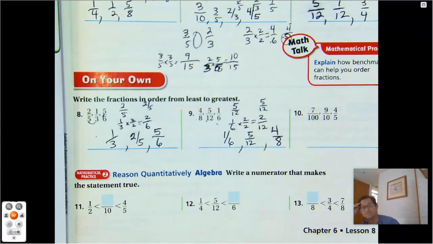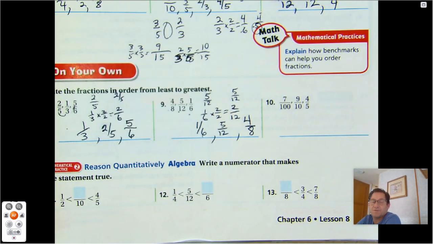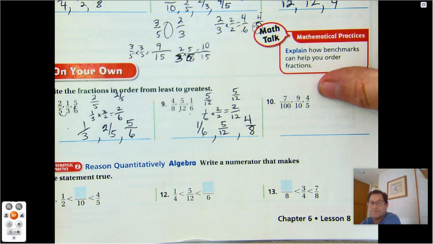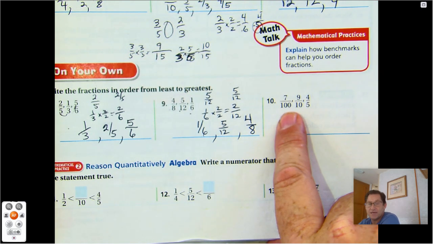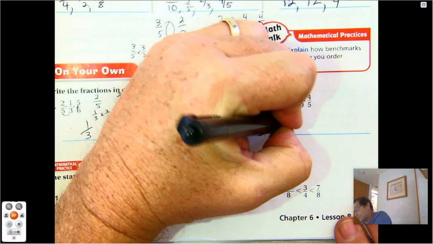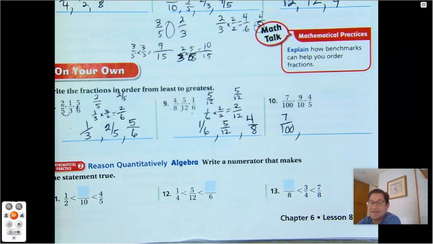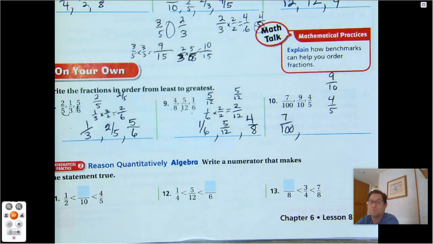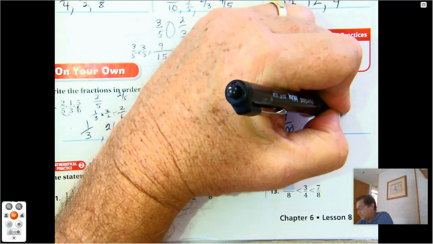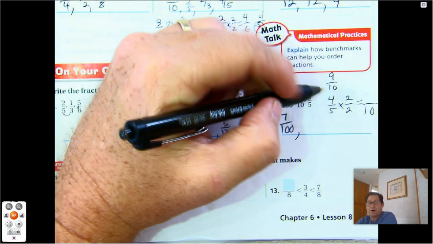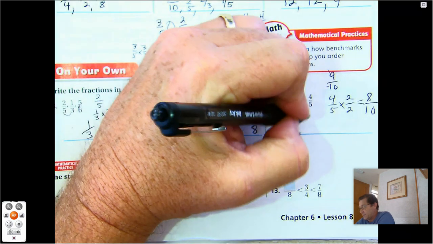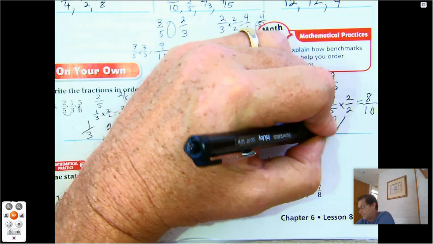Number 5. Well, we have two that are greater than half. 9/10 is greater than half. 4/5 is greater than half. Half of 100 is 50. That's clearly the smallest. Okay, 9/10 and 4/5. Well, 5 can become 10 by multiplying by 2. So now I have a common denominator. 4 times 2 is 8. 9 tenths is bigger than 8 tenths. So 4 fifths, and then 9 tenths is the largest.